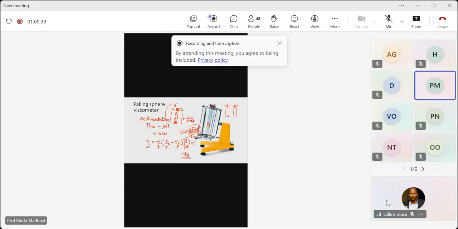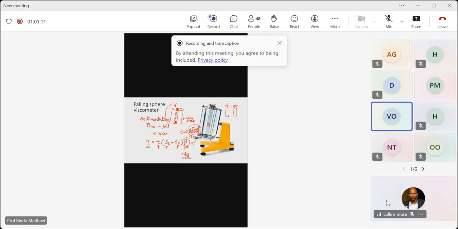We need SB, the specific gravity, prior to the measurement of viscosity so that we use that value in the formula. And beta is the correction factor, which is dependent on the material of construction and dimensions of the ball that we are using during the experiment. Is that clear? It's clear, Prof. Any other questions?